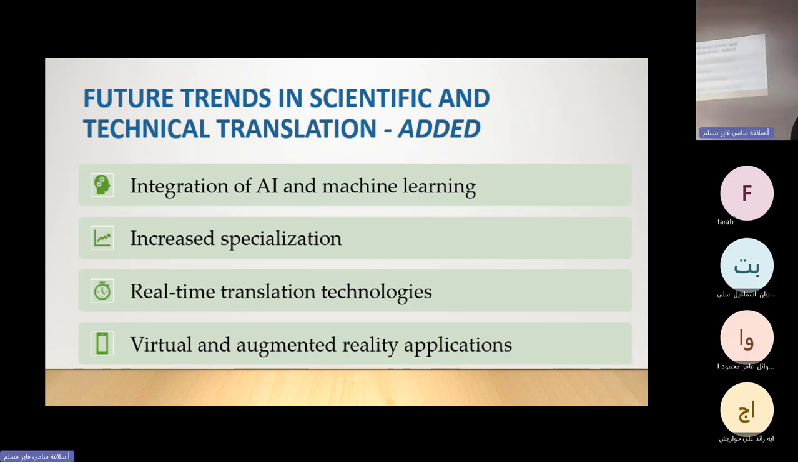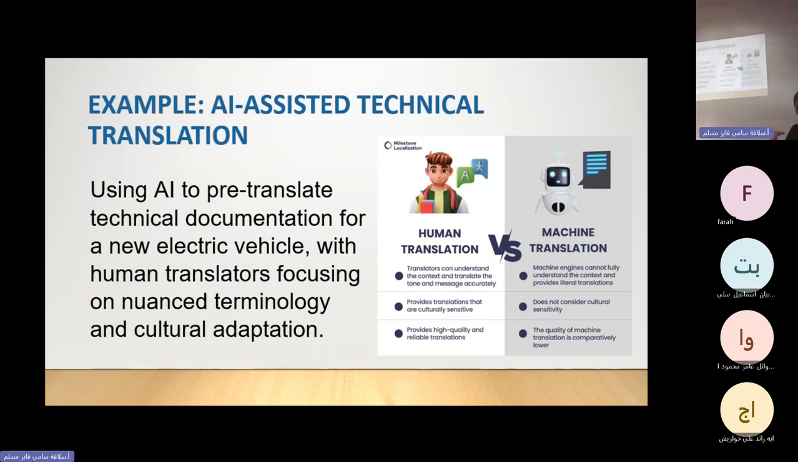يعني غير التطبيق على واقع الارض، على الارض في كمان virtual application. اوكي؟ العالم الافتراضي. اوكي. طيب فور اكزامبل، شو الفرق بين AI assisted technical translation و human translation. اوكي؟ Using AI مثلا pre-translate technical documents for a new electric vehicle زي تسلا. اوكي؟ With the human translators focusing on nuanced terminology and cultural adaptation.